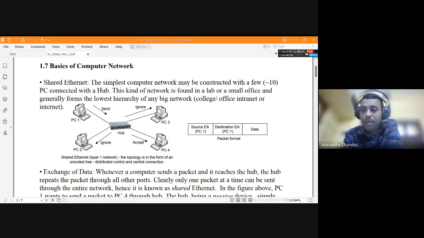So in the second level of hierarchy, in the first level of hierarchy, we are just connecting the end nodes with the communication node, and in the second level of hierarchy, we are connecting these communication nodes or hubs with each other. Now we have two options for that.